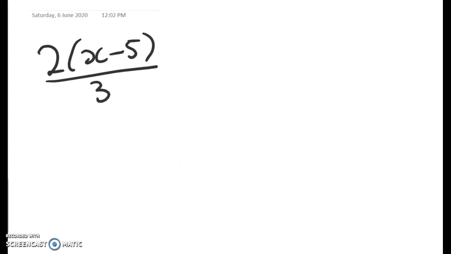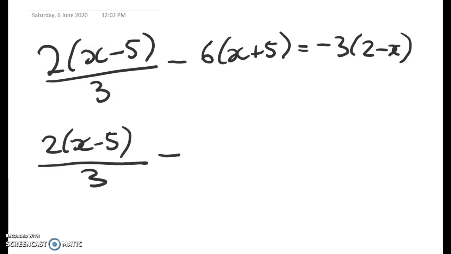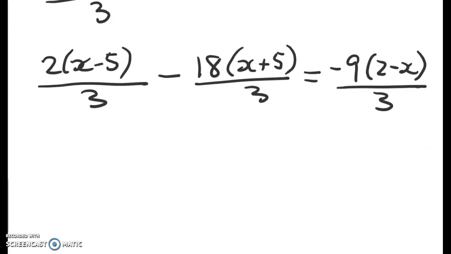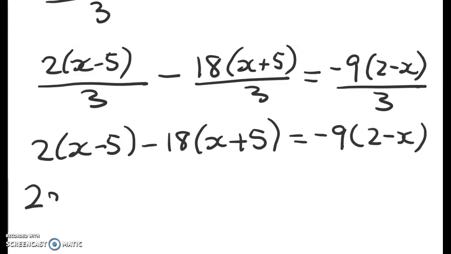So we start off with this. I'm going to get a common denominator of 3. So here I'll have 18 times (x plus 5) over 3, and here I'll have negative 9 times (2 minus x) over 3. Multiplying everything through by 3 gives me this. And the obvious next step now is to expand out these brackets and then collect up my like terms.